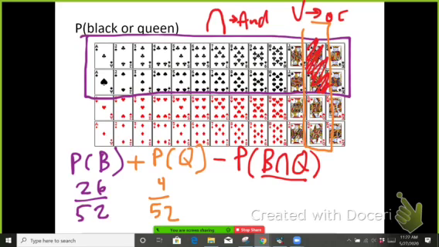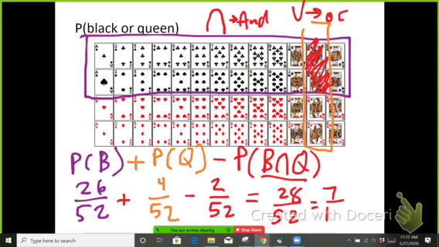So that probability is going to be 2 out of 52 because there's 2 black queens. So now we're going to add all that up, and we get the probability is 28 out of 52, and you should always simplify that, and that simplifies down to 7 out of 13. So if you pick any card from a deck of cards, there's a 7 out of 13 chance that it is a black card or a queen.